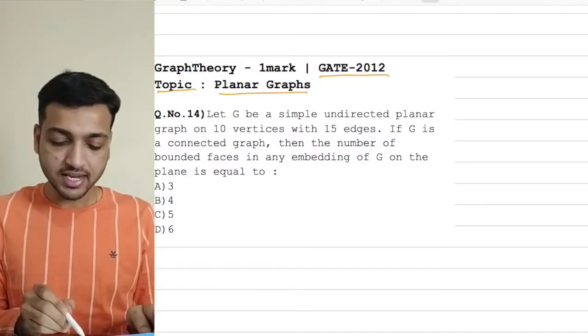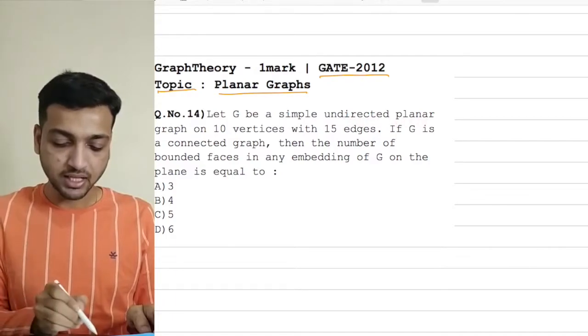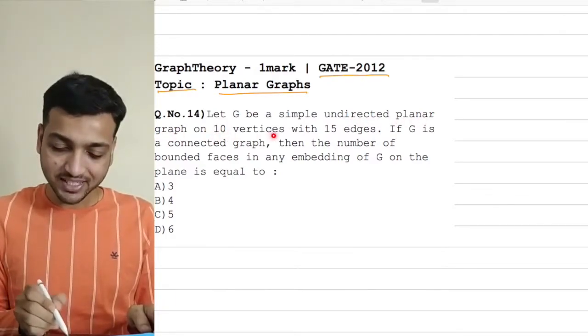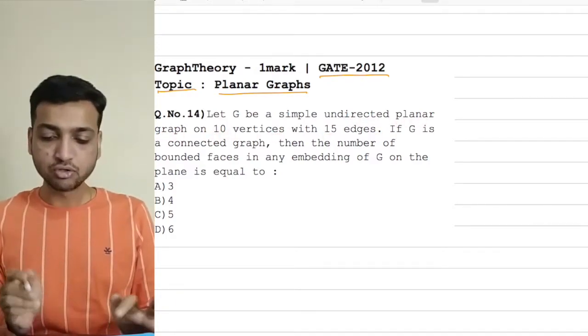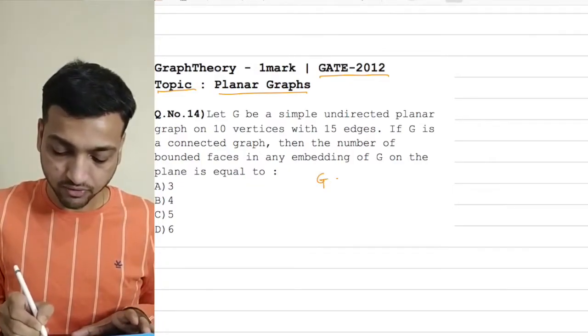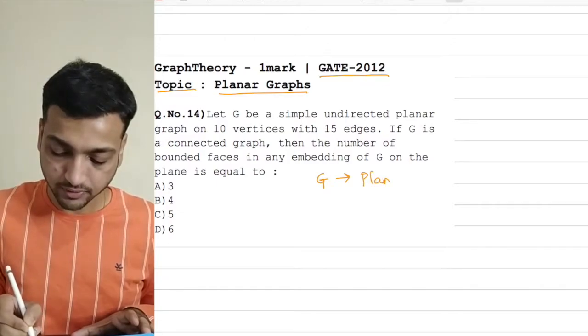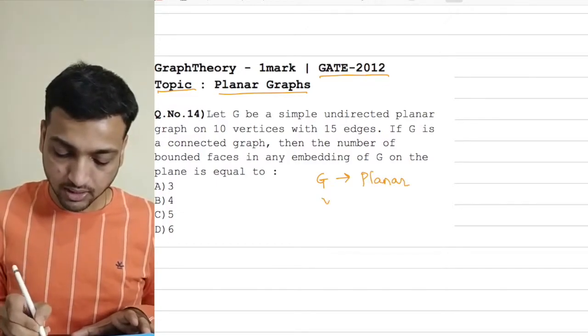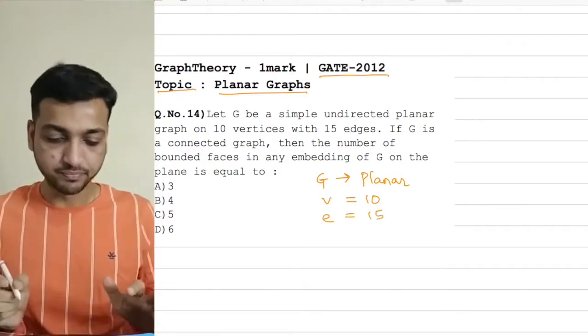Now the question reads, let G be a simple undirected planar graph on 10 vertices and 15 edges. So let's quickly make a note of the data that is given to us. First of all, the given graph is a planar graph, right? Then the number of vertices is 10 and the number of edges is 15.